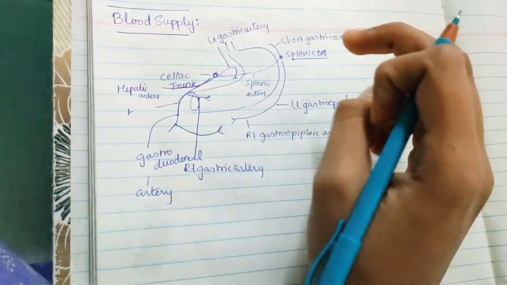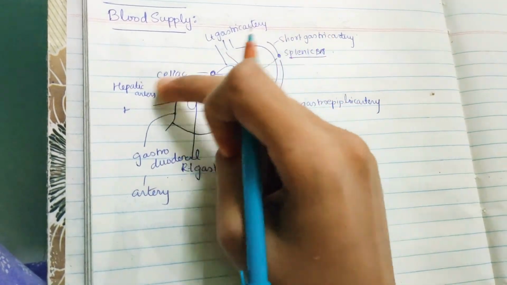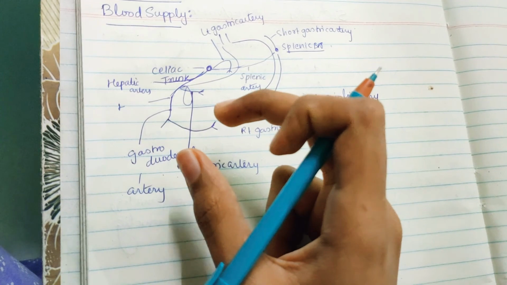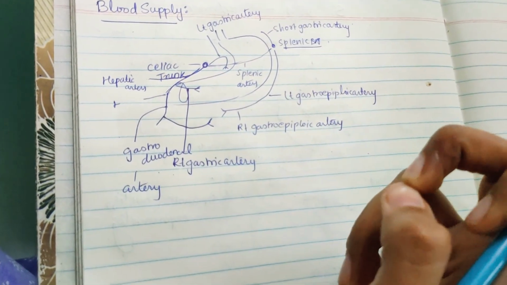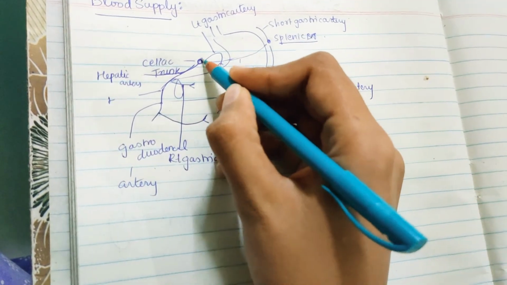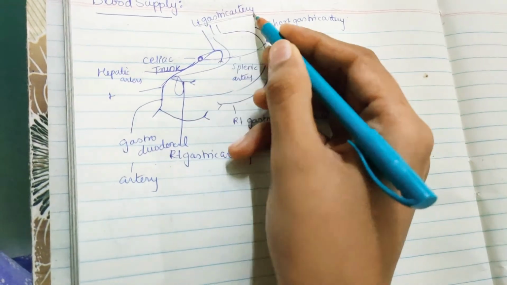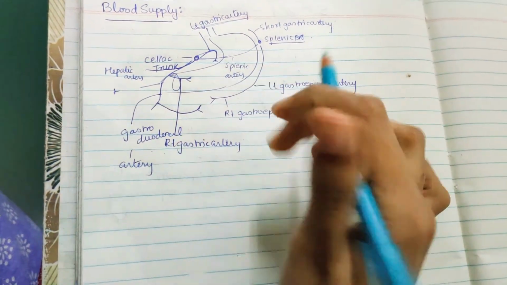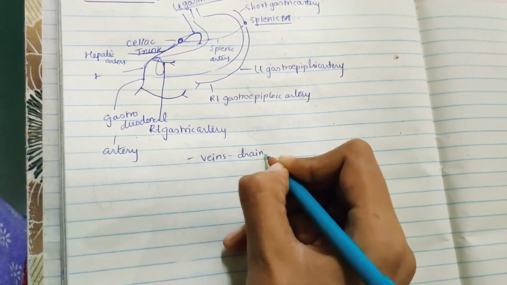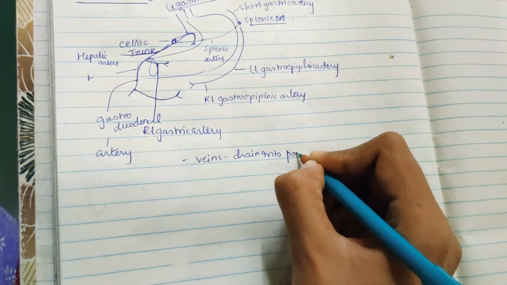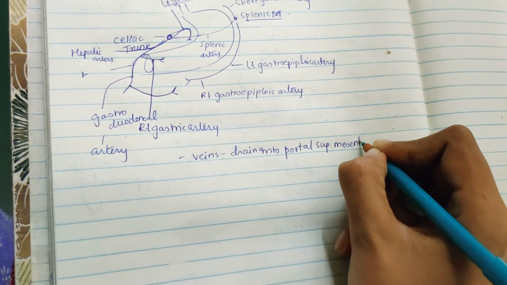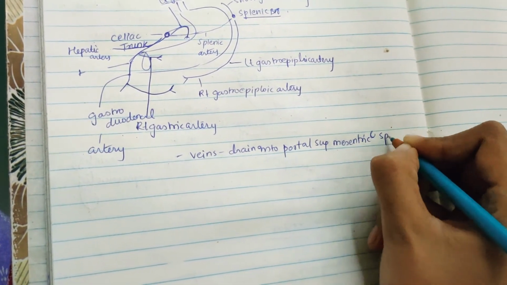So from the celiac trunk you are getting the splenic artery, the hepatic artery, the gastroduodenal artery. These are all coming from the celiac trunk, and even the left gastric artery. This one, right? Left gastric artery. This is about arteries. So veins. The veins of stomach drain into the portal, superior mesenteric and splenic veins.